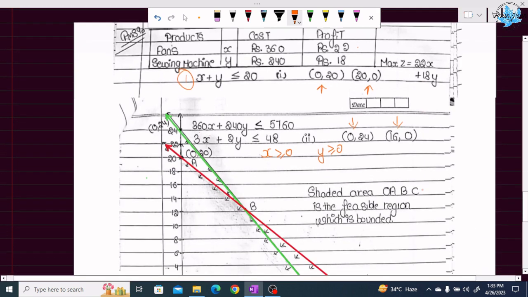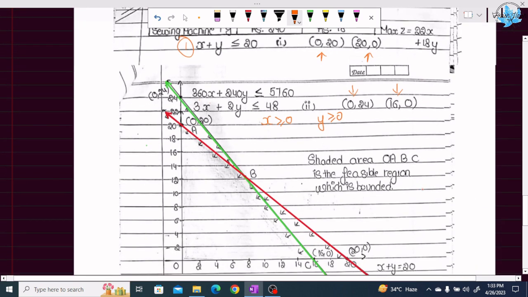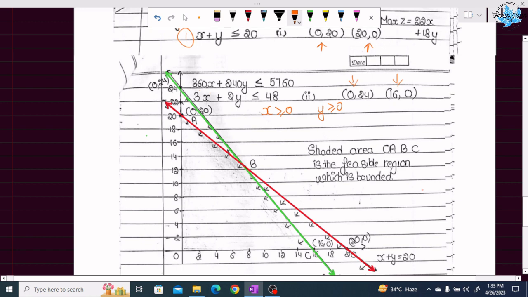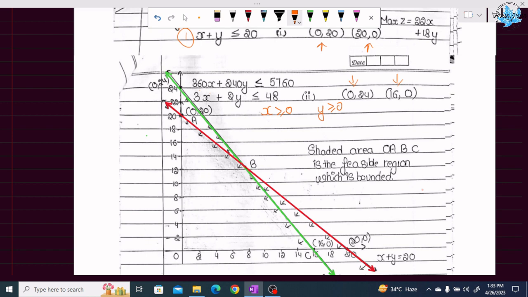Now to draw the graph, from the first equation, X plus Y equals 20, you have the two coordinates, 0 comma 20 on the Y-axis and 20 comma 0 on the X-axis. So you can see the red color line which is showing the graph of the first equation, that is X plus Y equals 20.